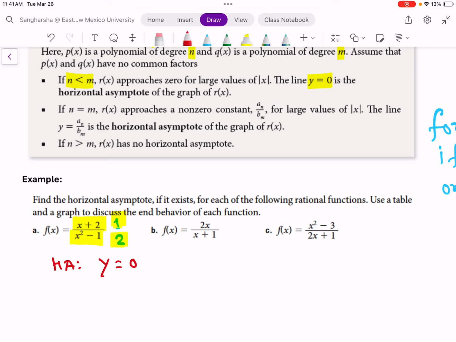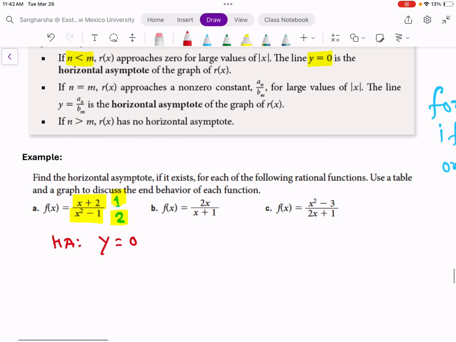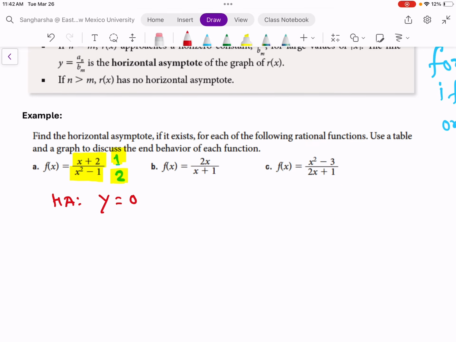You check the degree, you find the degree of the numerator, you find the degree of the denominator, and if the degree of the numerator is less than the degree of the denominator, then y equals 0 is always the horizontal asymptote, like the one that we had the very first time. So just let me add one more example.